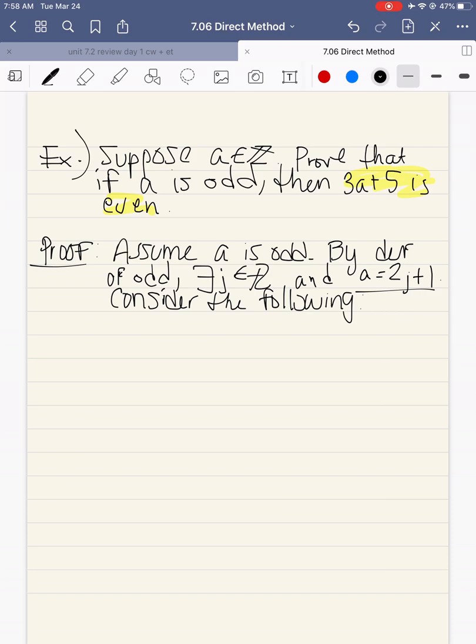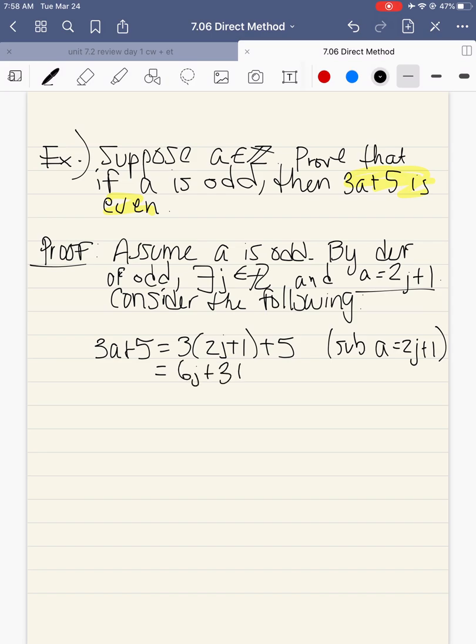So we have 3a plus 5. And again, I just defined a, so I can make a direct substitution into this formula. So 2j plus 1, and then plus 5. Over on the right-hand side, I'm going to justify each of my steps. So here I just subbed in a equals 2j plus 1. And now, excuse me, we're going to distribute this 3. So we have 6j plus 3 plus 5. So this is our distributive law.